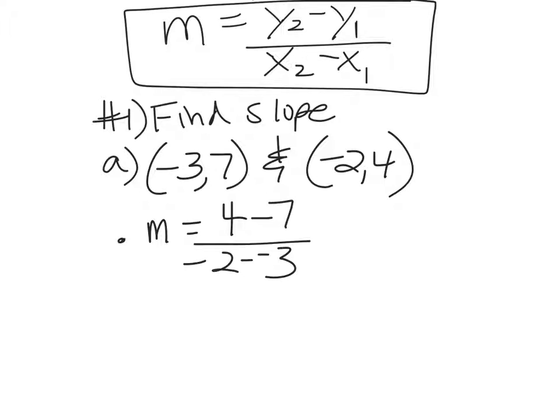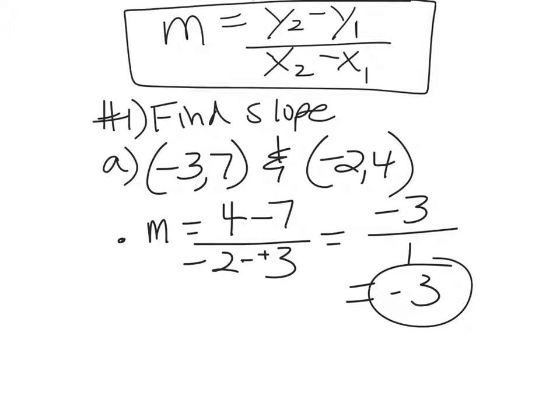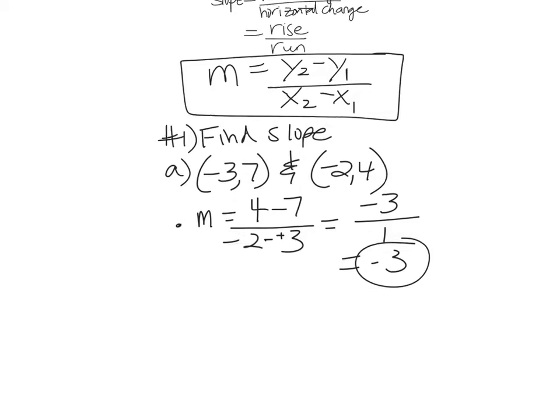Now you have to be pretty good at subtraction. Are you good at subtraction? I mean, you could use a calculator if you wanted to, but that's embarrassing. All right, 4 minus 7 is -3. -2 minus a -3 is +1. So the slope is -3. Okay, slope is -3. Let's try another one.